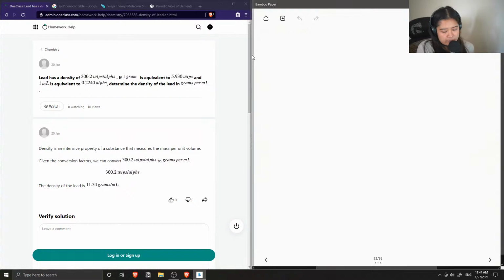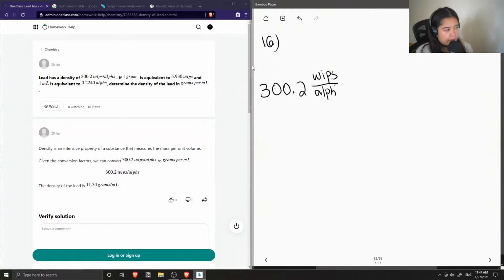Okay, question number 16. Lead has a density of 300.2 whips per alfs if 1 gram is equivalent to 5.930 whips, and 1 milliliter is equivalent to 0.224 alfs. Determine the density of lead in grams per milliliter. Okay, so this is just a conversion question. So we start off with 300.2, and these units I've honestly never heard of. Whips over alfs.